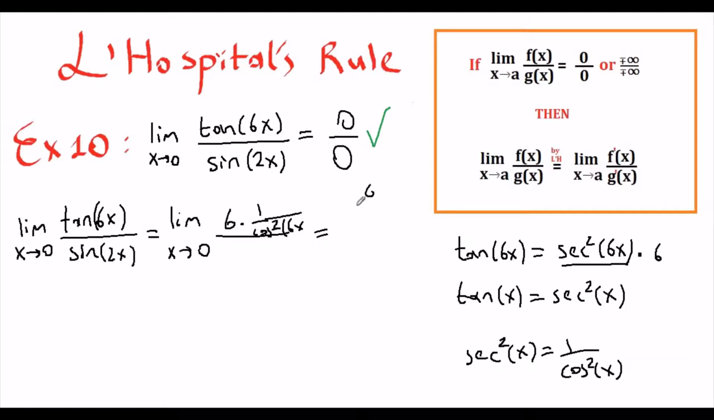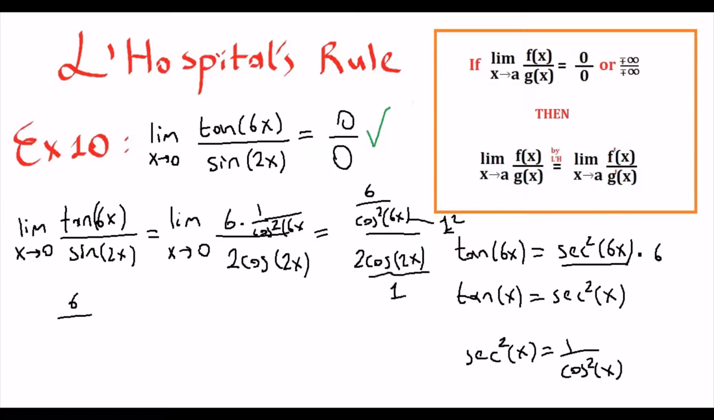So on top we obtain 6 over cosine squared of 6x. And derivative of sine is cosine times the derivative of the inside function, so we obtain 2 cosine of 2x. Now we can plug in 0 because there is no restriction. Cosine of 0 is 1, so we obtain 1 squared, which is 1. So 6 over 1 is 6. Cosine of 0 is 1, so 2 times 1 is 2, so we obtain 6 over 2, which is 3. So this limit is approaching 3.